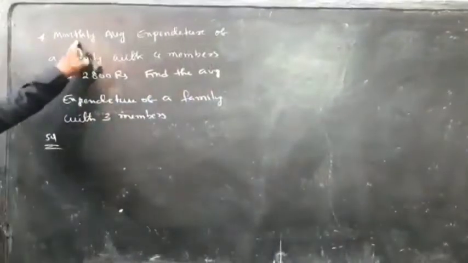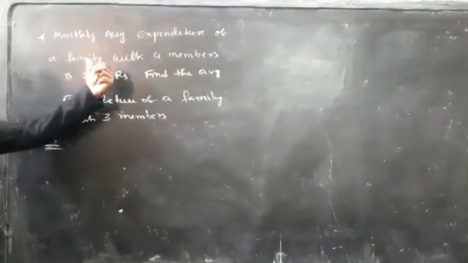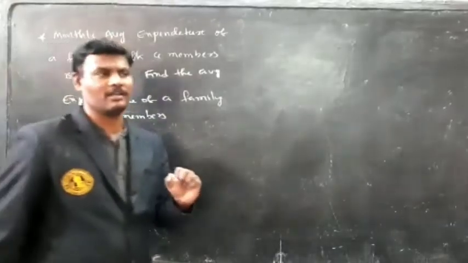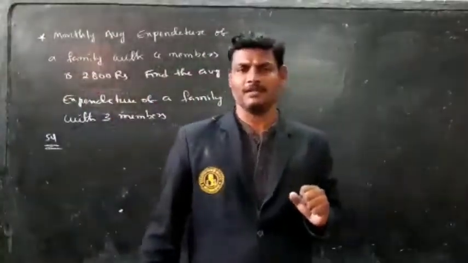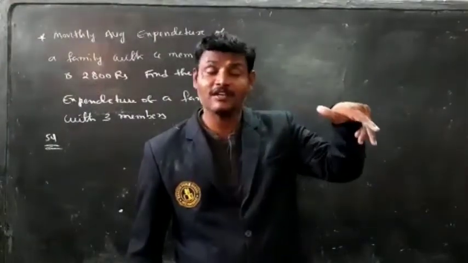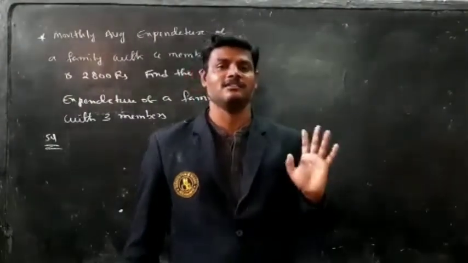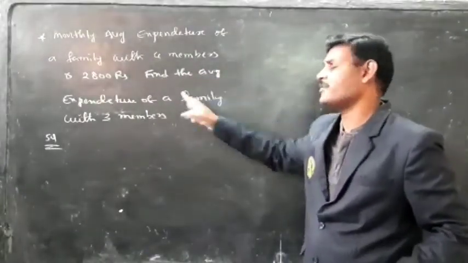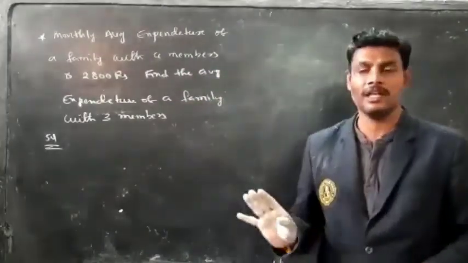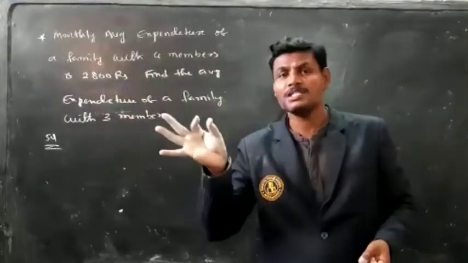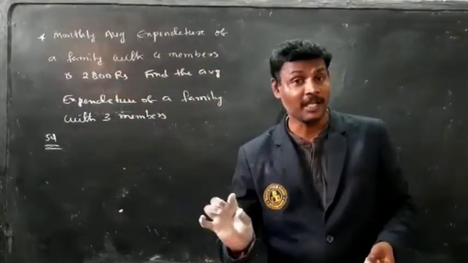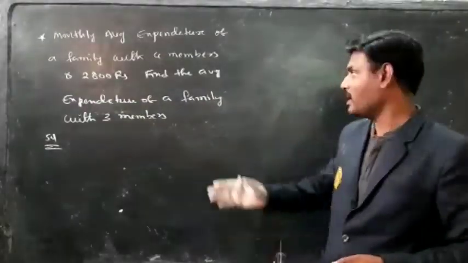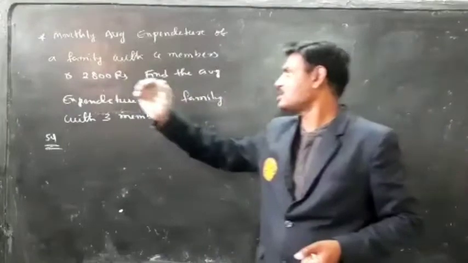See, monthly average expenditure of a family with 4 members is 2,800. So in a family there are 4 members. What is the expenditure of the family? 2,800. Then you have to find the average expenditure of a family with 3 members. Here the number of family members is decreased. It means the expenditure is also decreased. For example, here 4 members are there, 2,800.